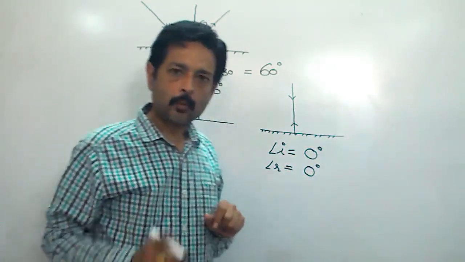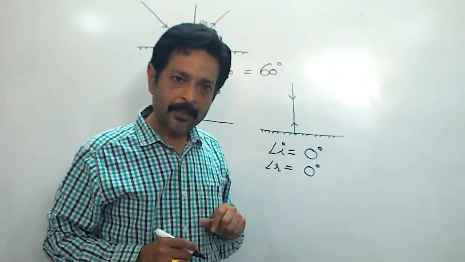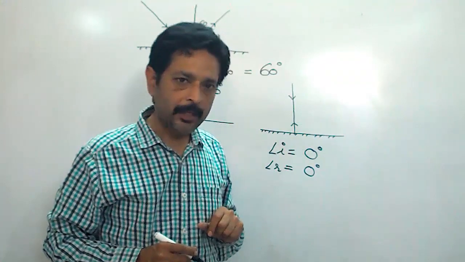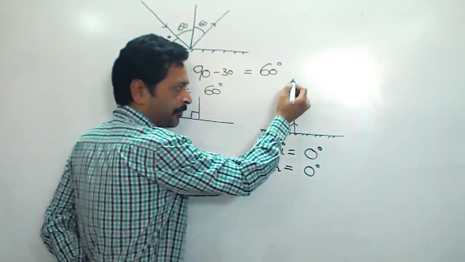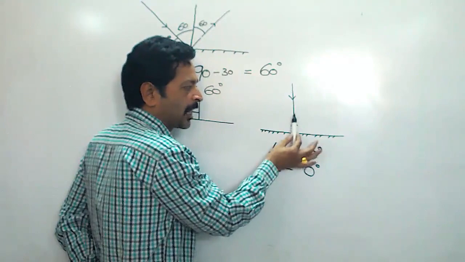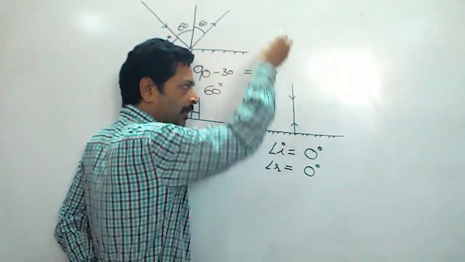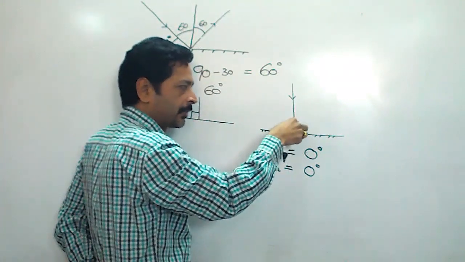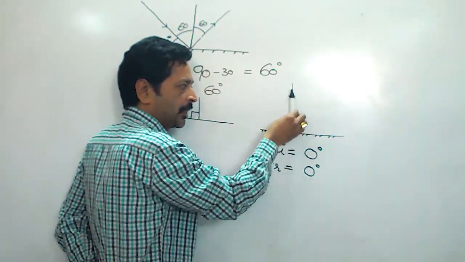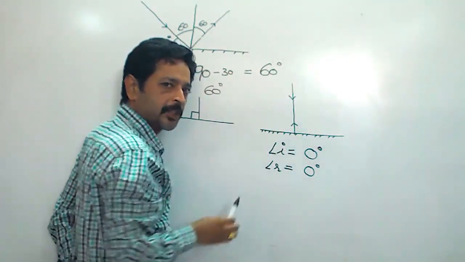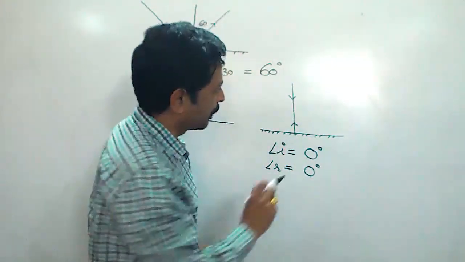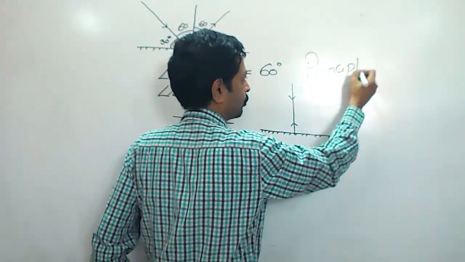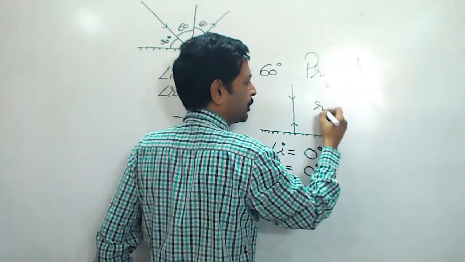One more thing. Whenever any incident ray falls on a mirror perpendicularly, then after reflection, it goes back following the same path. It means the incident ray is coming this way, then the reflected ray will also go the same way in the opposite direction. This is called the principle of reversibility.